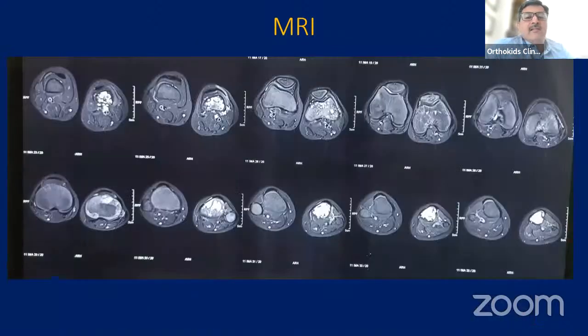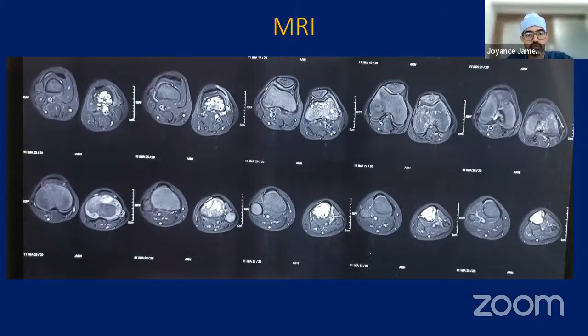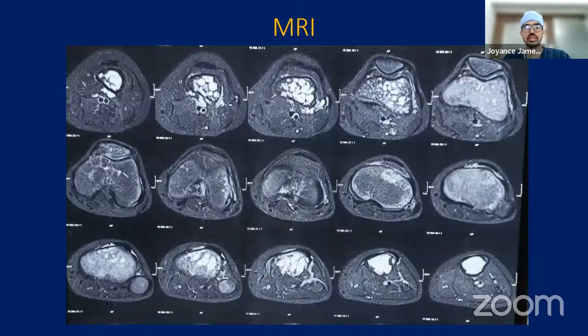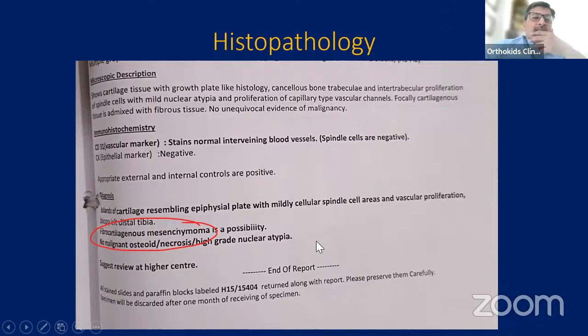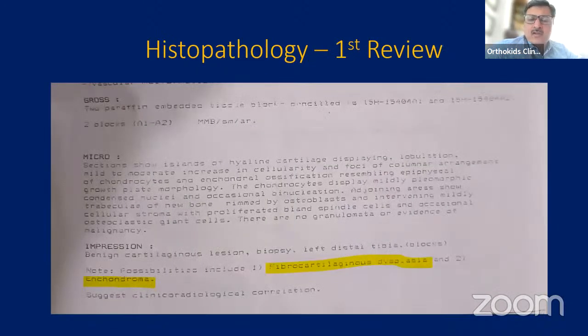So let's move ahead, Joyance. It is either cartilaginous or a vascular thing, but it looks more like cartilage. Go ahead, Joyance. Some more images. This is from the first histopathology which we sent. In the first report there were islands of cartilage resembling epiphyseal plate, with mildly cellular spindle cell areas and vascular proliferation. Fibrocartilaginous mesenchymoma was a possibility. On the stains, there were no spindle cells or blood vessels. Then they sent it to CMC Vellore, to their mentor, Dr. Walter. He reviewed the slides and thought that it is either a fibrocartilaginous dysplasia or an enchondroma.